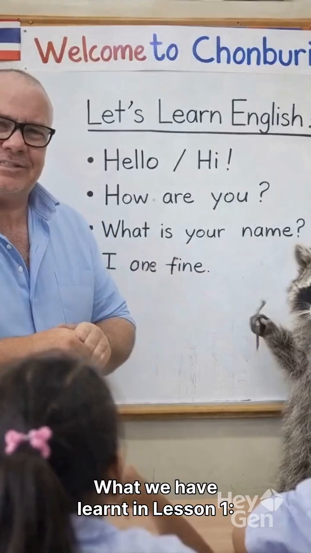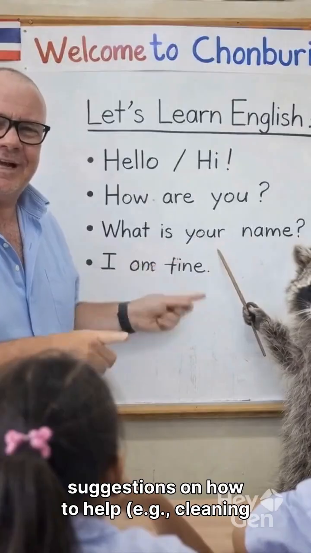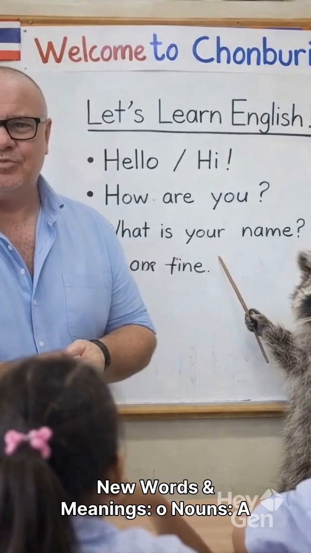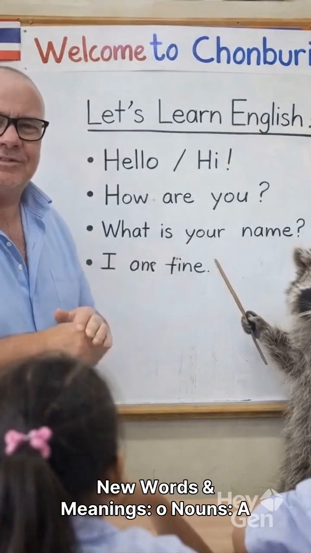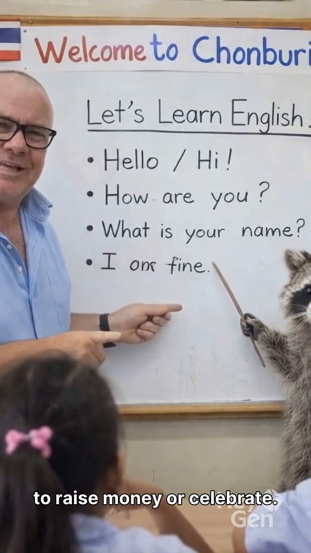What we have learned in Lesson 1. How to identify community needs and make suggestions on how to help, e.g., cleaning parks, donating items. New words and meanings. Nouns. A fair: an event with games and stalls to raise money or celebrate.